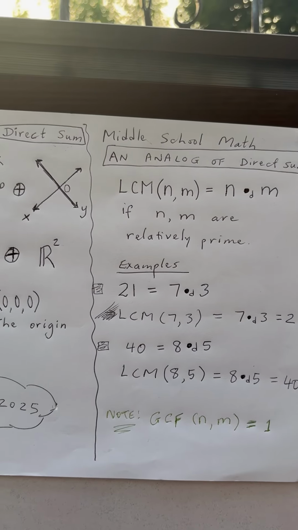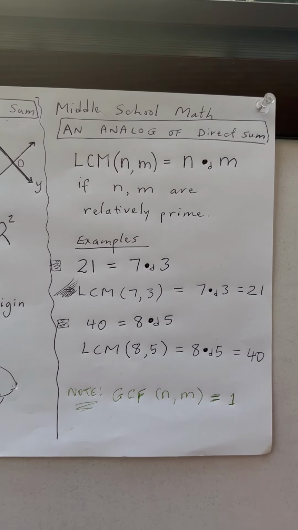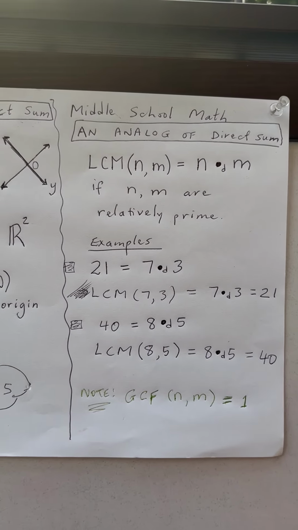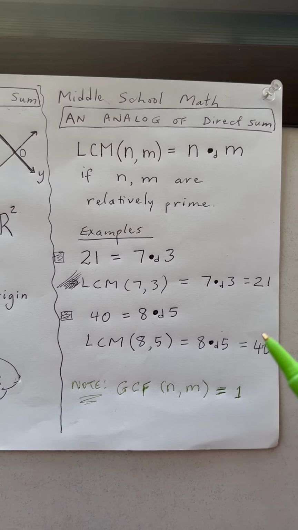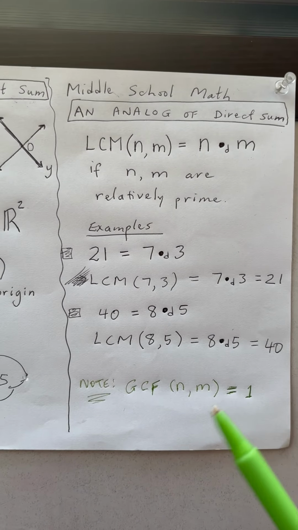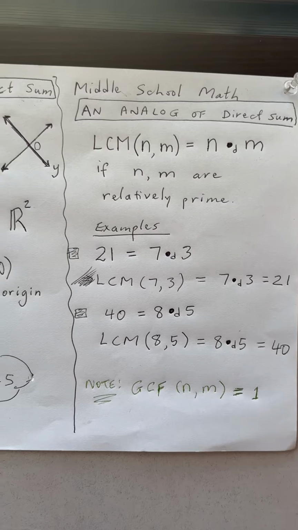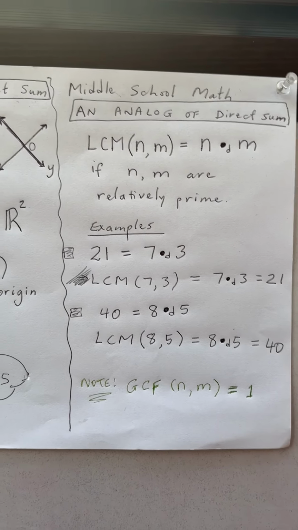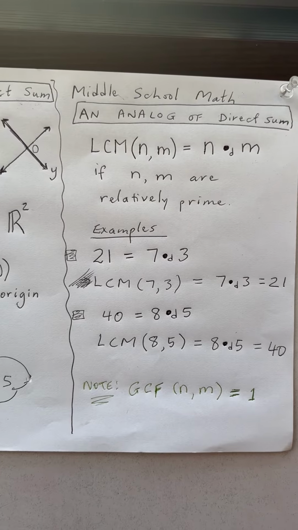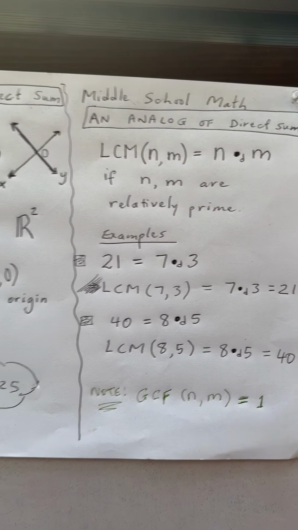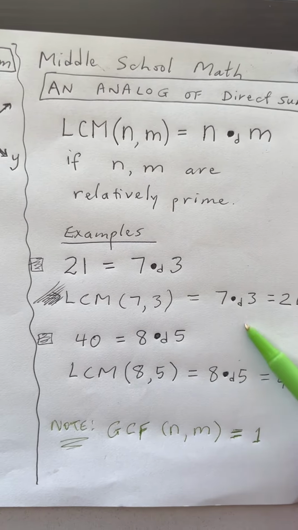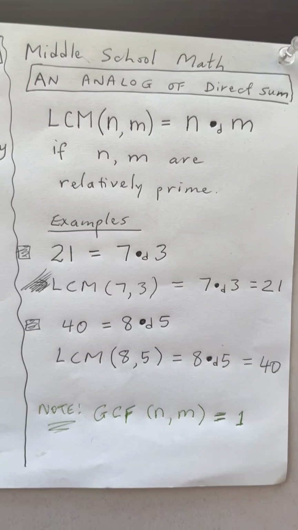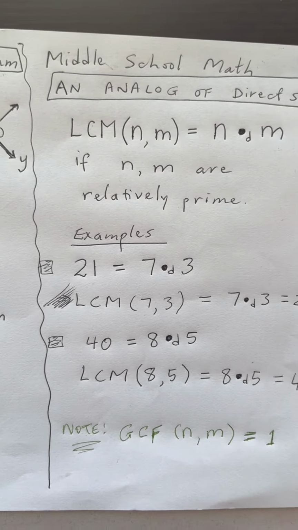A good way to look at an analogy here for middle school math is to think of the LCM. So if you look at the LCM of 21, you have 7 times 3 is 21. So 21 can be had as an LCM only if we take the direct sum, in this case product, which I actually write as a dot D, of 7 and 3.